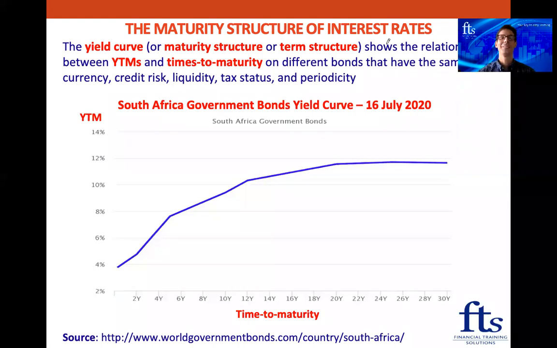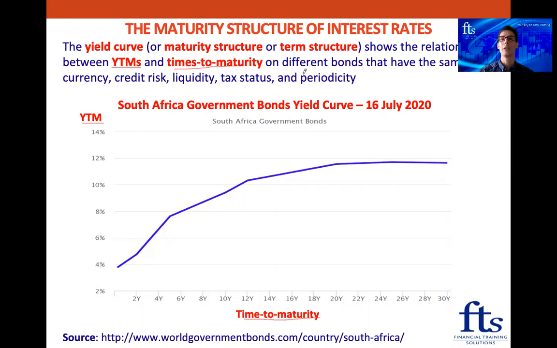Hello, welcome back. So now we're on to the maturity structure of interest rates. And we're going to start off with the yield curve. It's also known as the maturity structure or the term structure. And this shows the relationship between the yields to maturities on the vertical axis and the times to maturity on the horizontal axis.